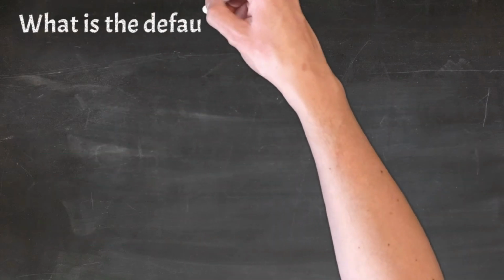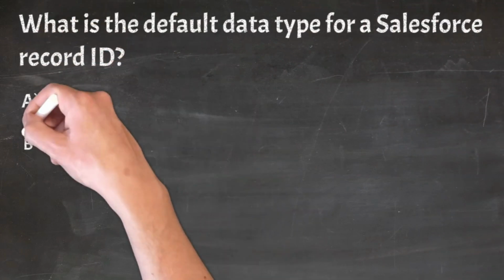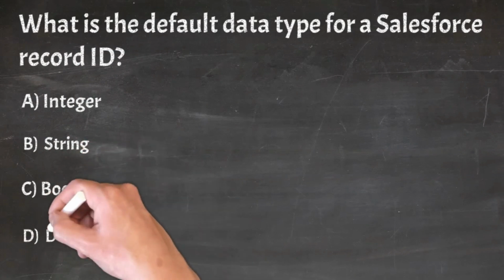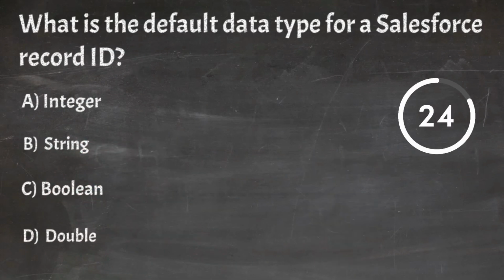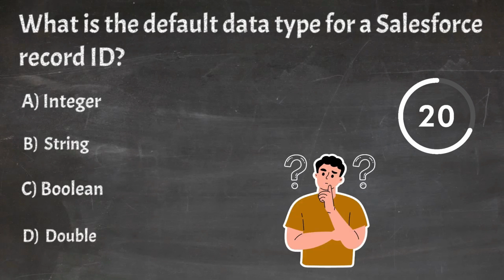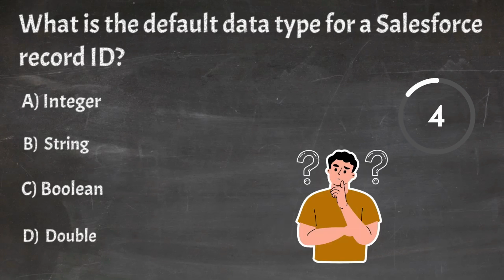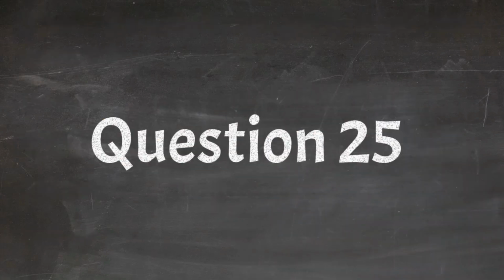Question 24. What is the default data type for a Salesforce record ID? A. Integer. B. String. C. Boolean. D. Double. Correct answer B. String.